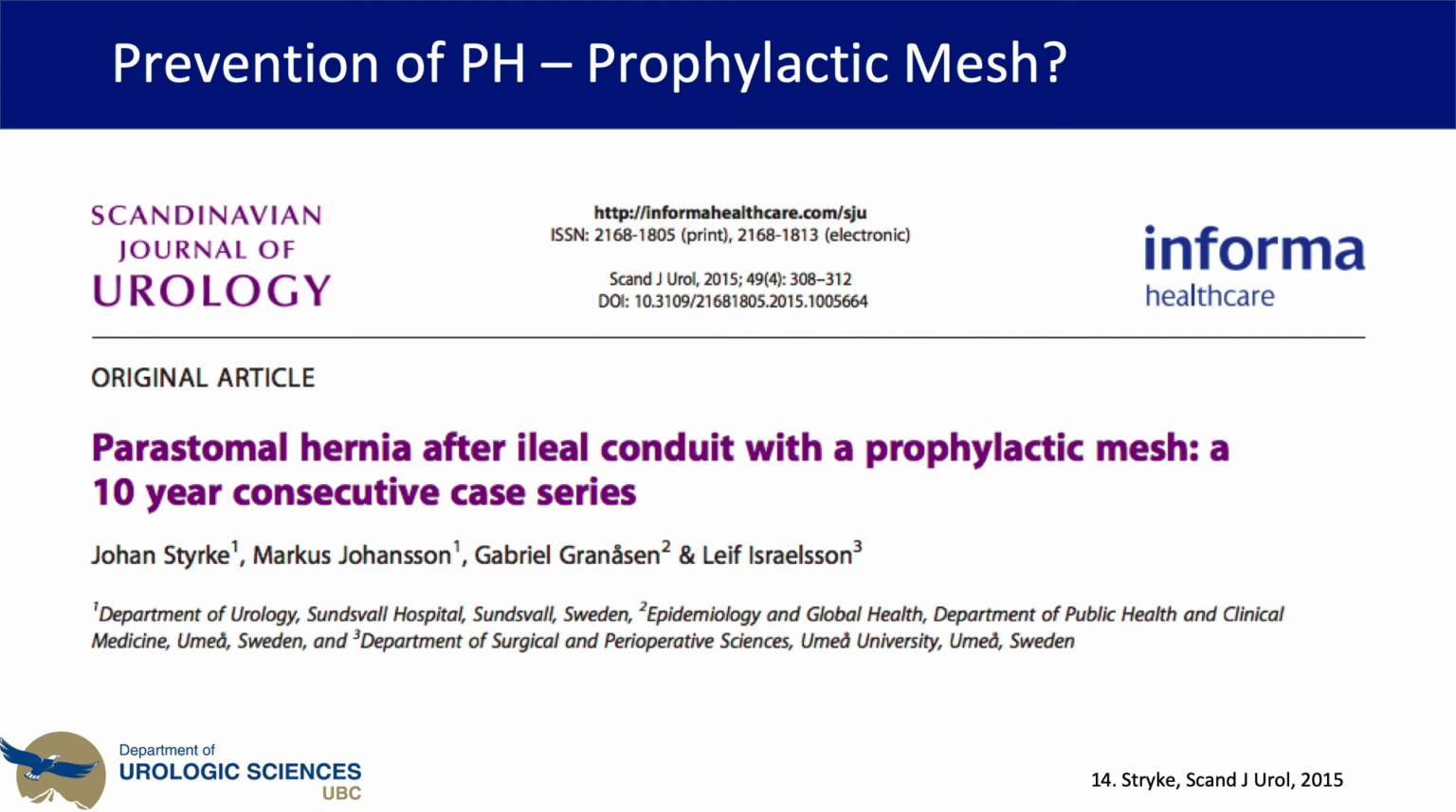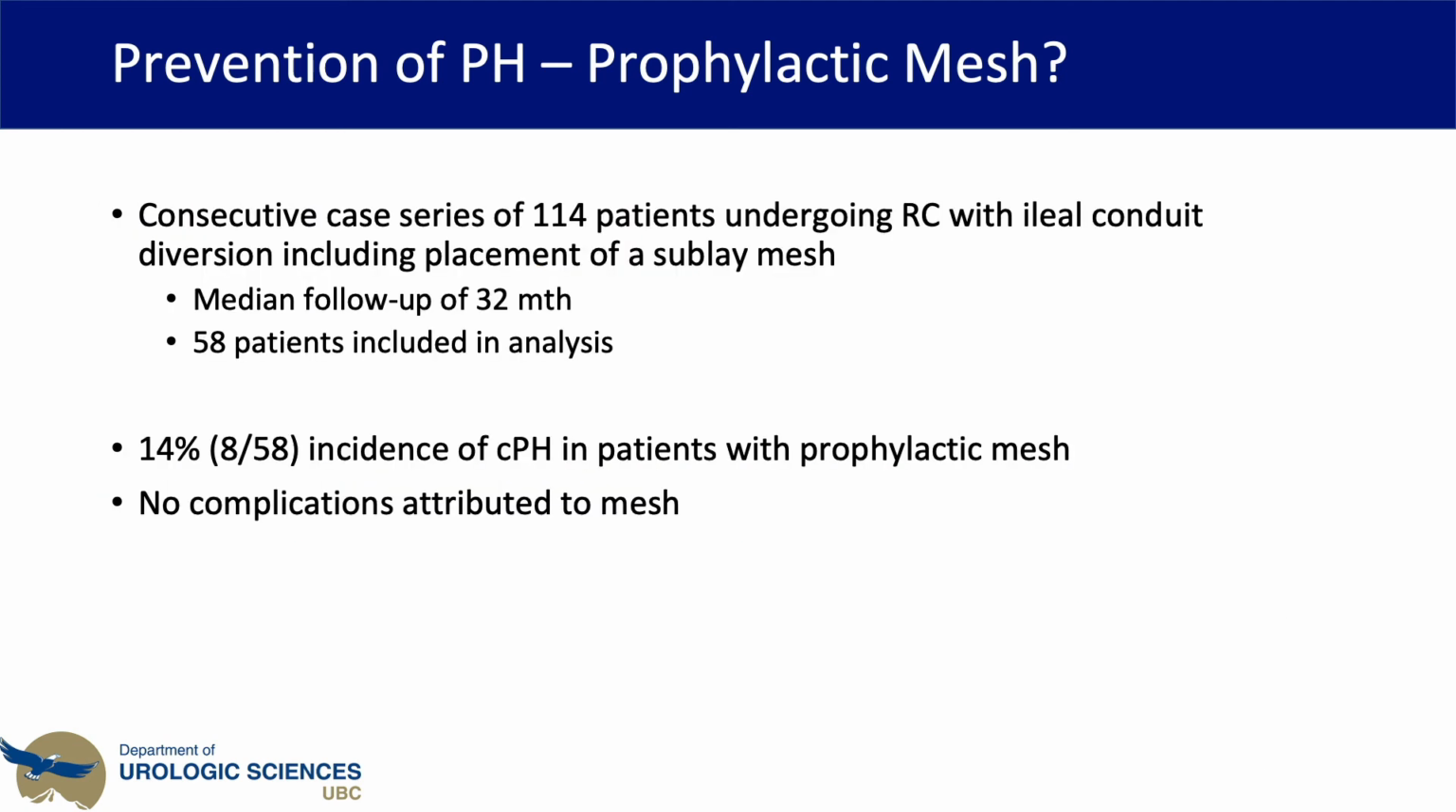Looking at another study coming out of Sweden, looking at a 10-year consecutive case series of patients undergoing ileal conduits, specifically with prophylactic mesh. They had 114 patients, median follow-up of 32 months. Now, only 58 patients were included in this analysis, mostly because the rest were not alive at 1-year follow-up, or a few patients declined to participate. They had a 14% incidence of parastomal hernia. Now there was no control group, but comparing to other series, it is perhaps an improvement. They also had no complications that they attributed to the mesh directly.